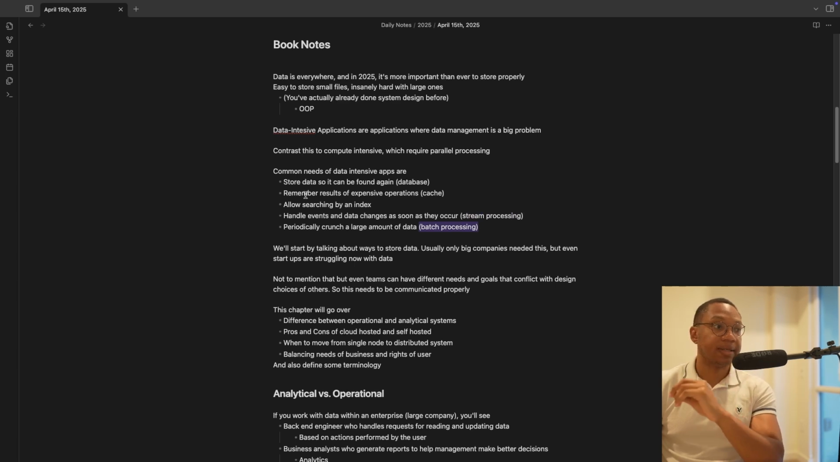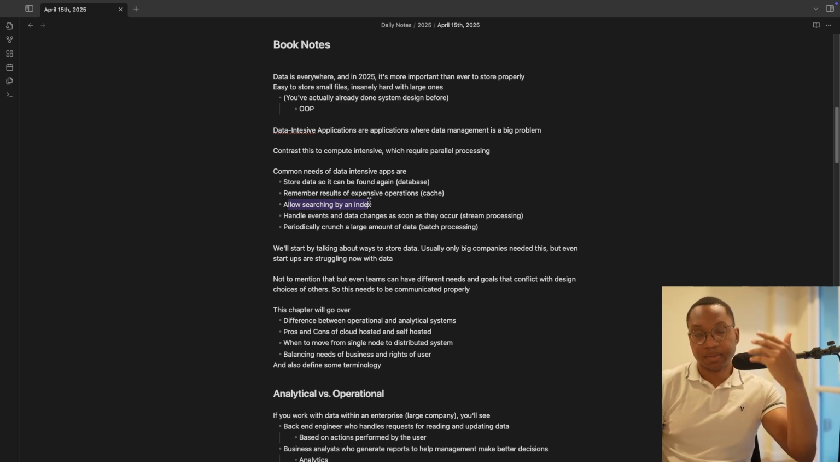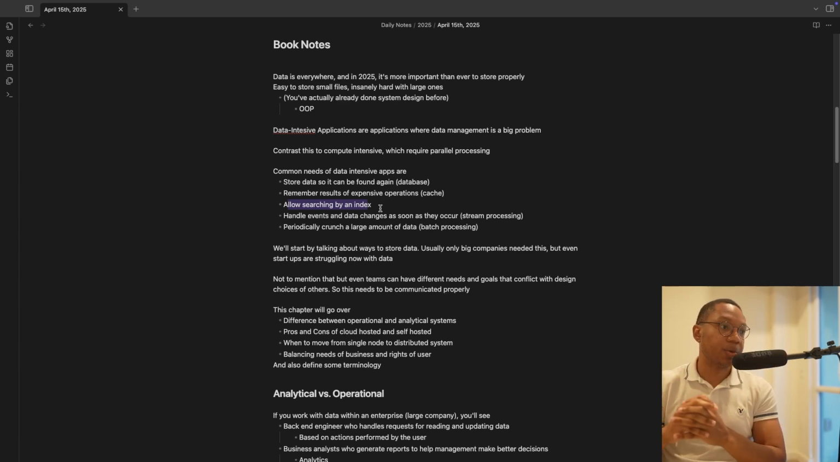And what are all of these things? Okay, well, you store data so it can be found again. Cool, that's a database. Oh, so we can remember the results of expensive operations. That's a cache. We can allow searching by an index. That's Elasticsearch, or I think Postgres also allows it. So it has its own indexing that you can do search queries on.